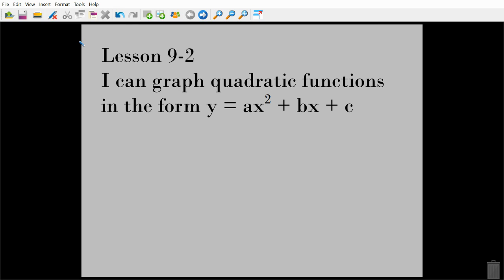Hello, here we are learning with Mr. Neff, and we are learning about graphing quadratic functions in the form ax squared plus bx plus c.